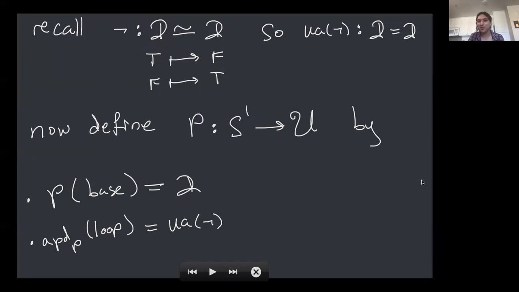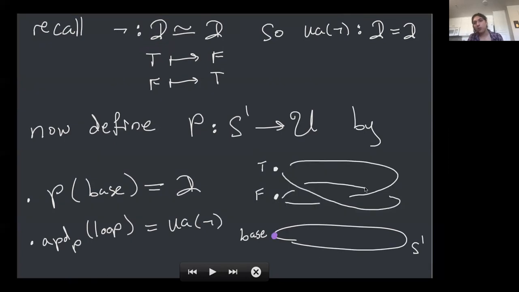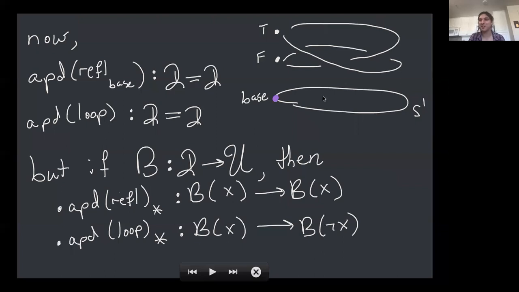And now I'm going to flex my drawing skills. This did take me like a half hour. So here's the base point and the circle. We can pick two points over the circle, true and false over base. And then we're going to draw this path where I start at false. And remember, transporting around the univalence axiom of not is exactly the same as applying not. So if I start at false and I transport around this path, I get to true. And if I start at true and I transport around this path, I get to false. Okay, so this is the standard double cover of the circle. I'm going to leave it on the slide because I spent time making that.